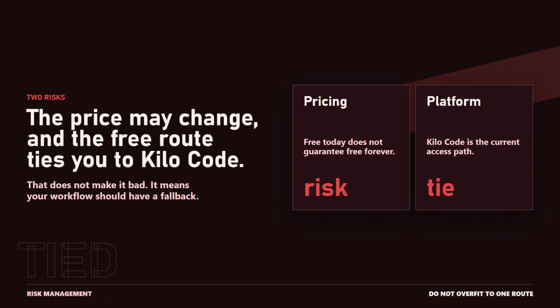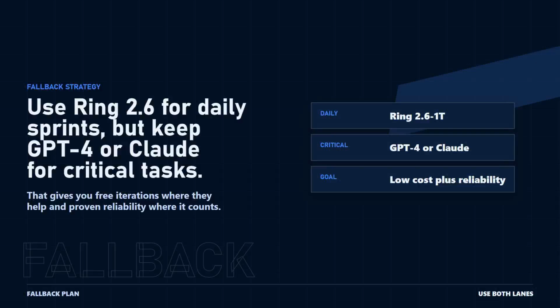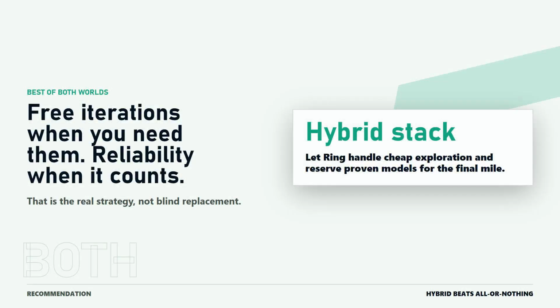And because it's only available through KiloCode, you're tied to that platform. My recommendation: use Ring 2.6 for your daily development sprints, but keep GPT-4 or Claude as a fallback for critical tasks. That way, you get the best of both worlds: free iterations when you need them, and reliability when it counts.